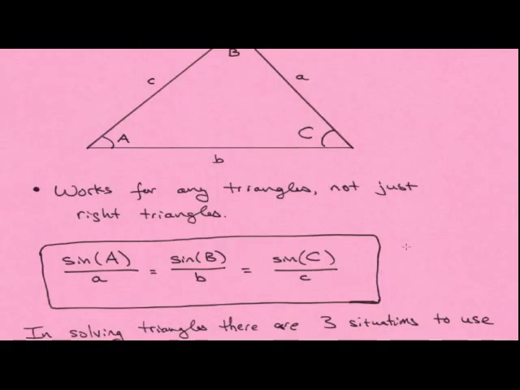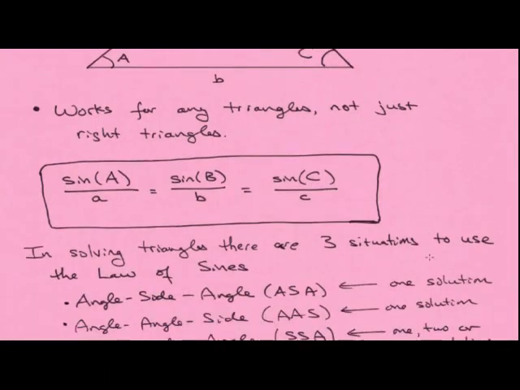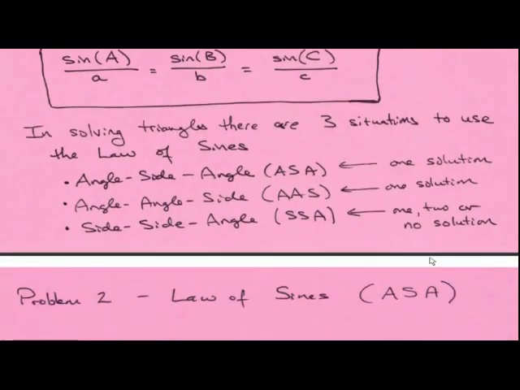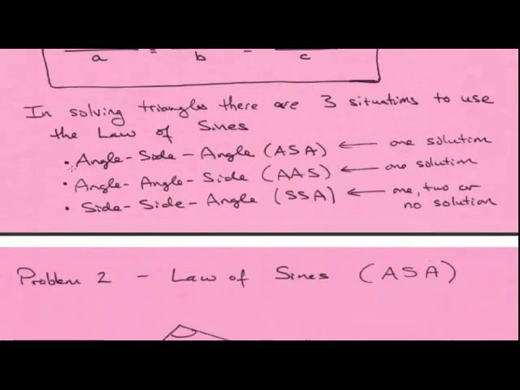When we're using the law of sines, we usually encounter three situations in which it is applicable. One situation is where we are given the angle, a side in between, and another angle. So our angle, side, angle. The angle, side, angle situation always leads us to only one solution. Then we have another situation where we know an angle, another angle, and then the side not between them. And that's our angle, angle, side situation. Again, this will lead us to only one solution.